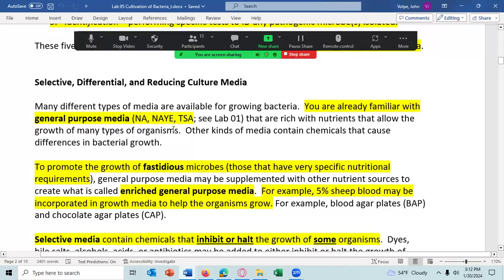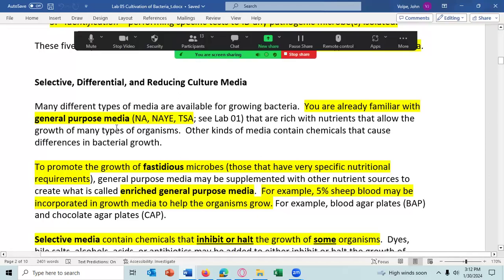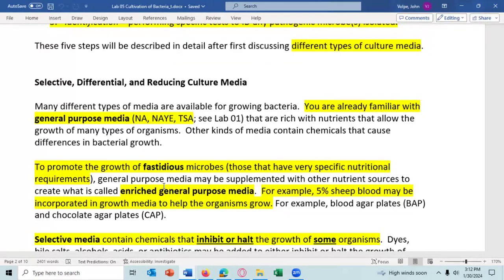To promote the growth of fastidious microbes, these are microbes that require specific nutritional requirements before they can grow, we use an enriched general purpose media. For example, you can put 5% sheep's red blood cells into a tryptic soy agar, a general purpose media, and then you get an enriched media, also called an enriched general purpose media. One organism that requires an enriched general purpose media to grow is Streptococcus pyogenes, the bacteria that causes strep throat.